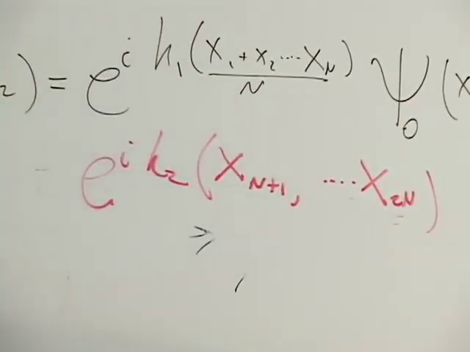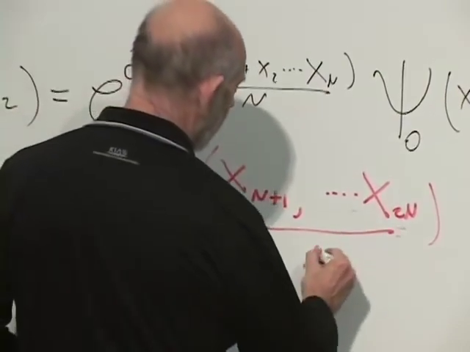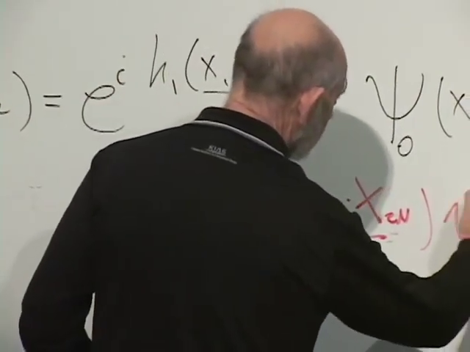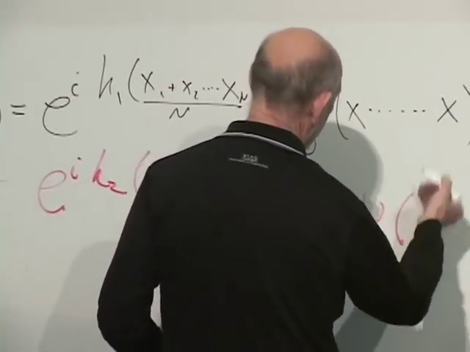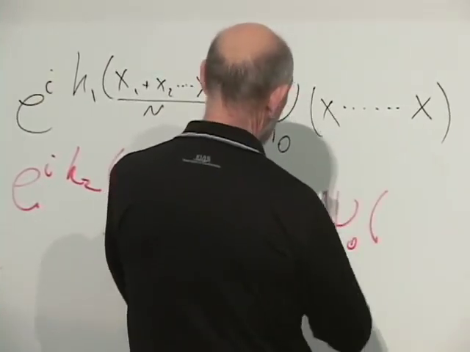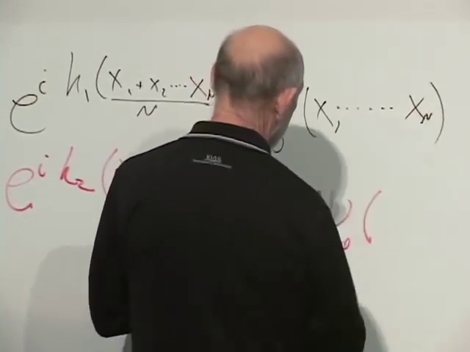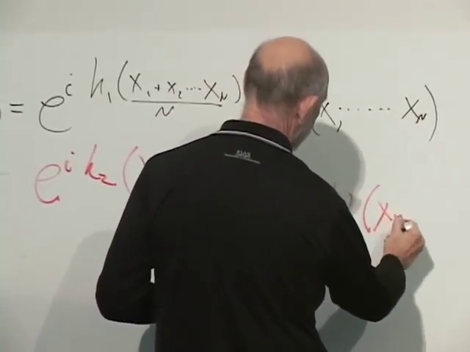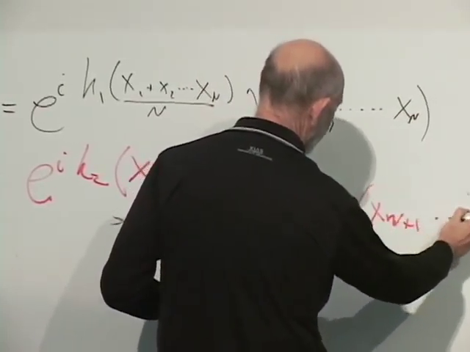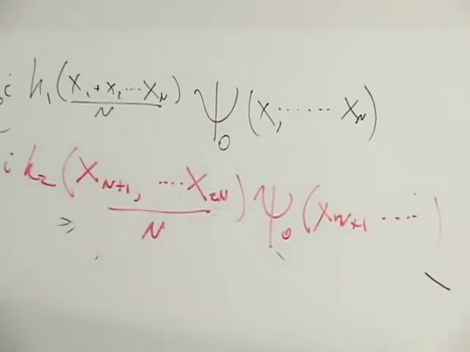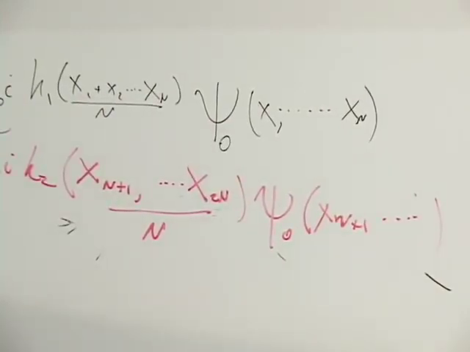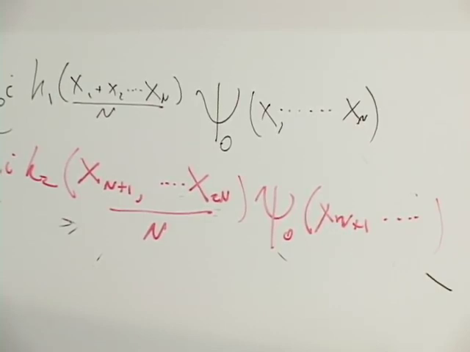The second half of the particles is grouped together into the second string, also divided by n, also times psi naught of the coordinates 1 through n. This is xn plus 1 to the end of the chain. Can that be read? It is read. But can you read it? Okay, you can read it.